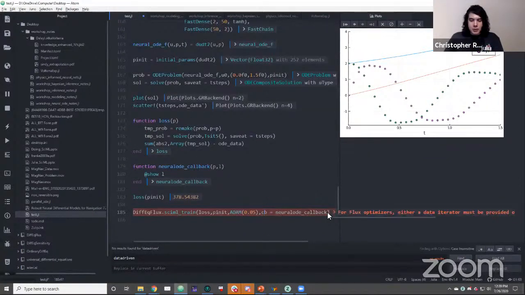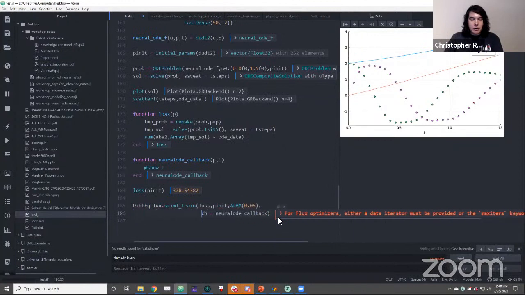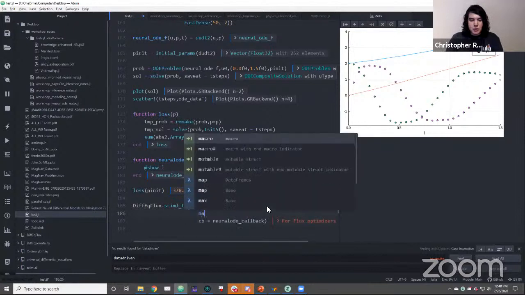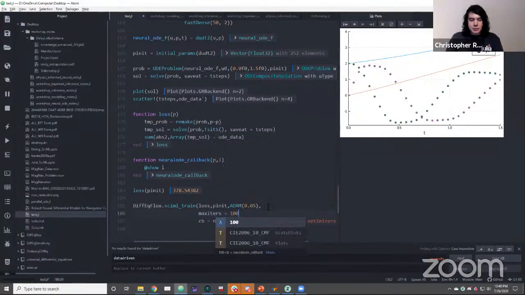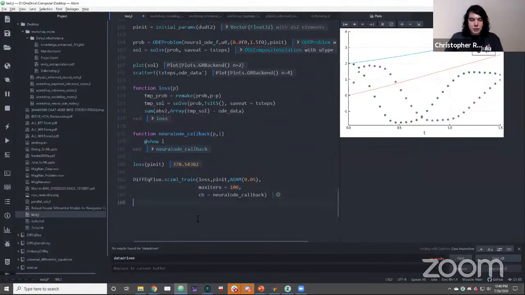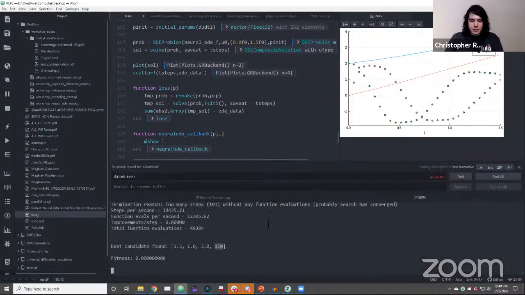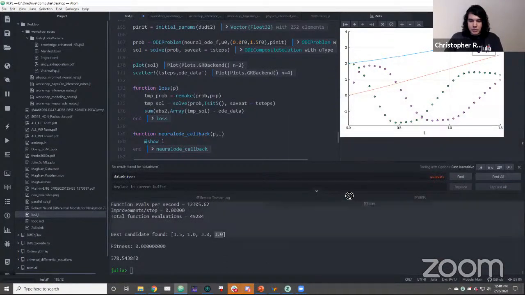Right. So now here, what we did was we got a log. So this is saying, once again, remember that when you use a Flux optimizer, you need to specify max iters, or you have to use data that uses the data iterator. So here I'm just going to quickly specify max iters. Max iters equals 100, and hopefully this should train and spit out a bunch of losses. I'm going to press Control J, Control O to open up the REPL again. I want to put the REPL down here.